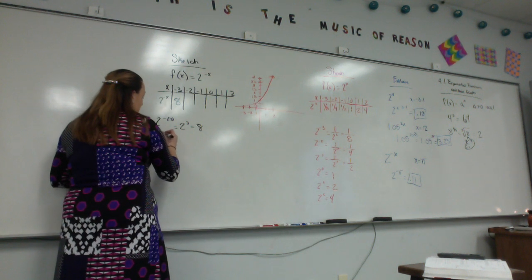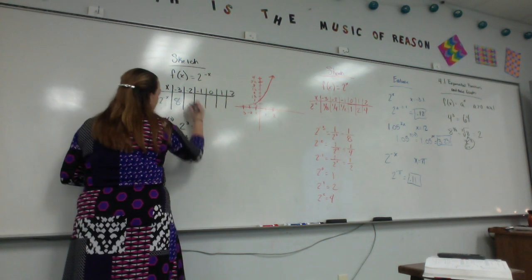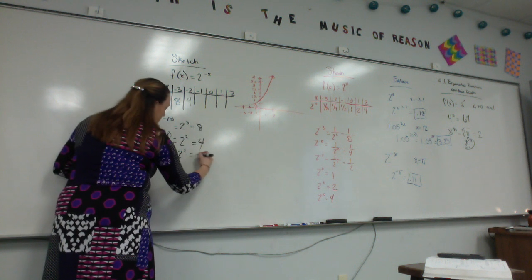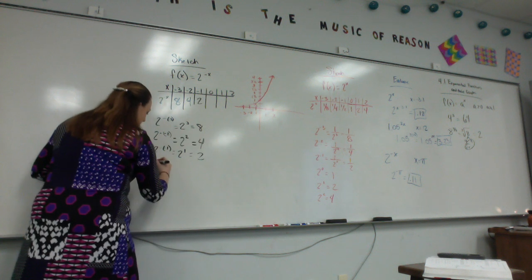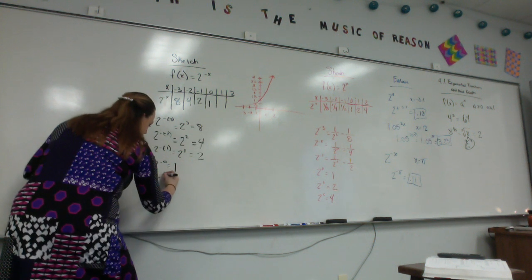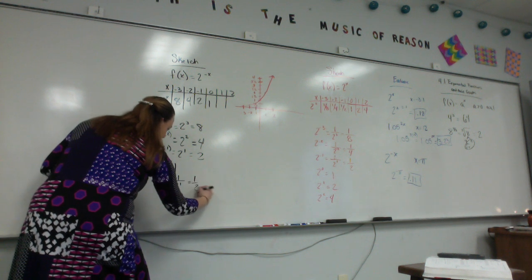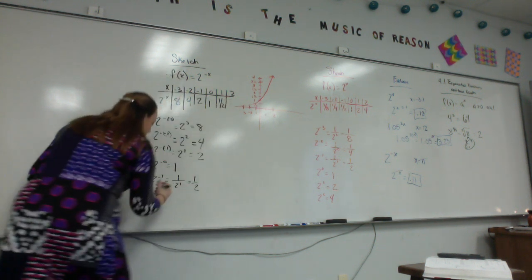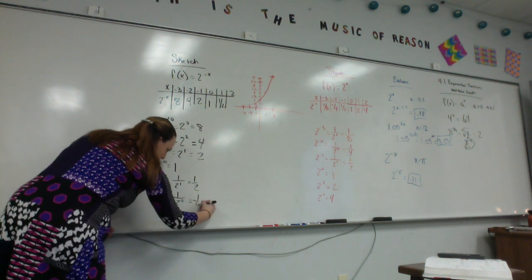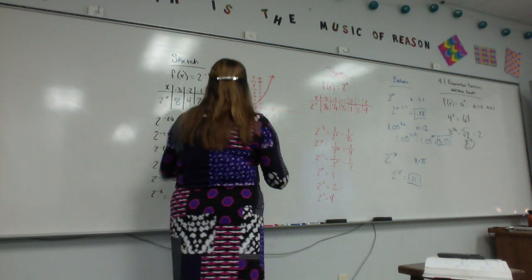And so then if I have 2 to the -(-2), that means I get 2 squared, which is 4. And if I have 2 to the -(-1), that means I have 2 to the first, which gives me 2. And then anything to the 0 gives me 1. And then I have 2 to the -1, which means I have 1 over 2 to the first, which gives me 1/2. And then I have 2 to the -2, which gives me 1 over 2 squared, which gives me 1/4.